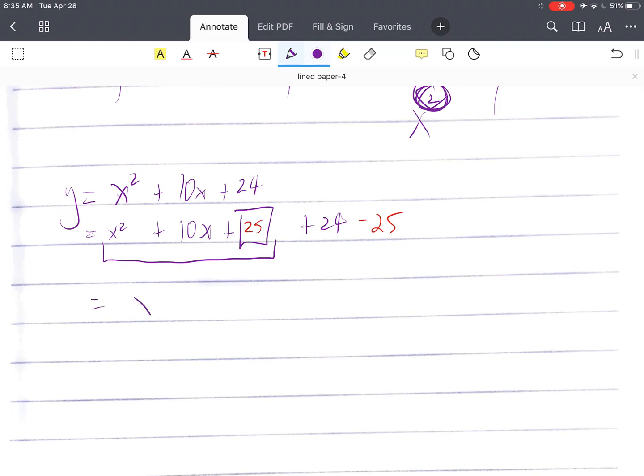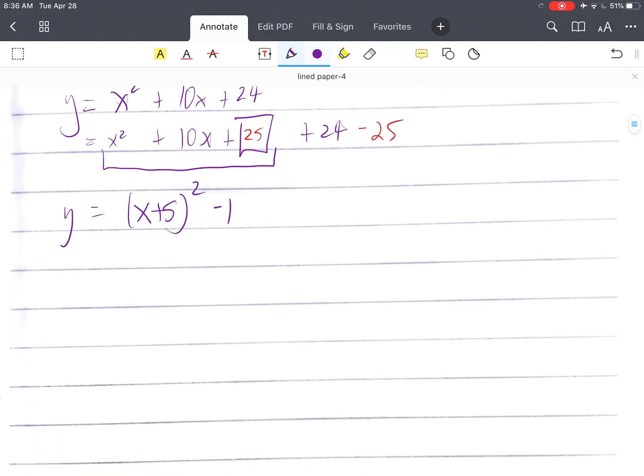This portion right here, from the last videos we've been practicing, we know that's a perfect square, so that's just going to be x plus 5 times x plus 5, or just x plus 5 squared. And then a positive 24 and a negative 25 is equal to negative 1. So now we have our standard equation in vertex form. Let me just rewrite that again. x plus 5 squared minus 1.